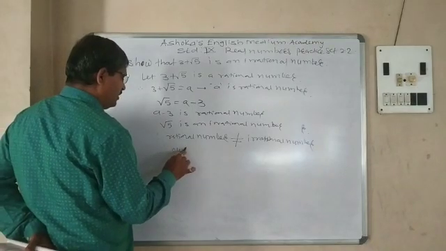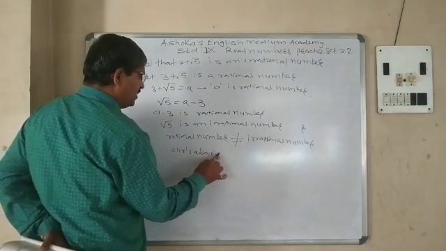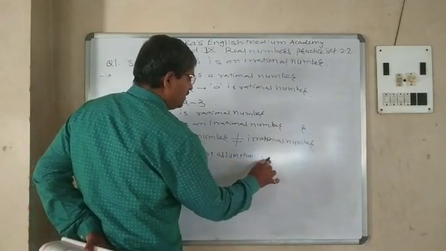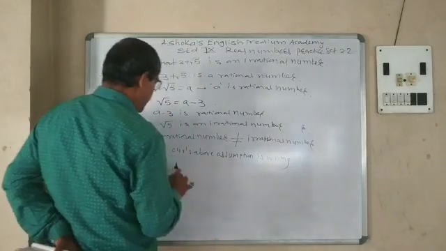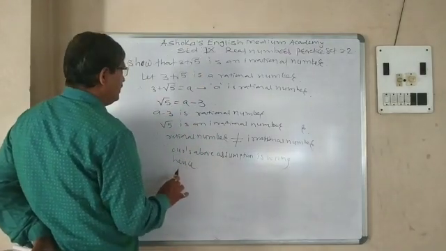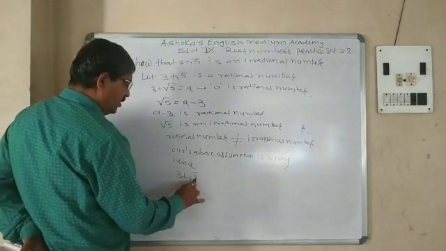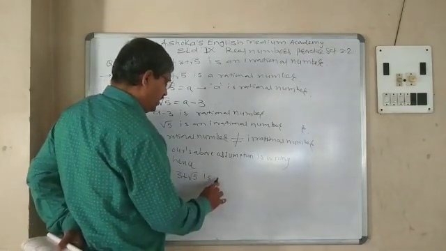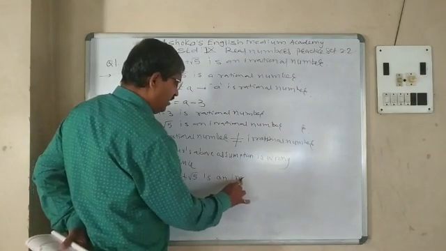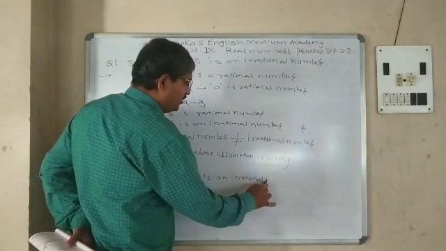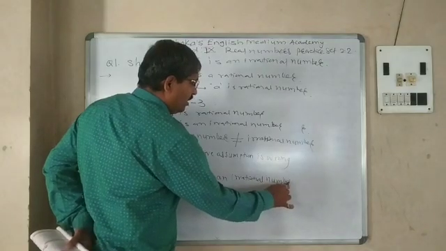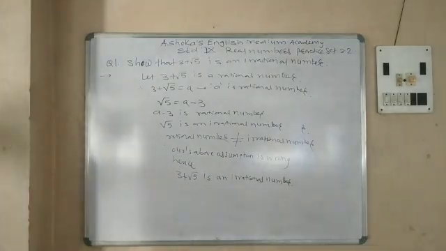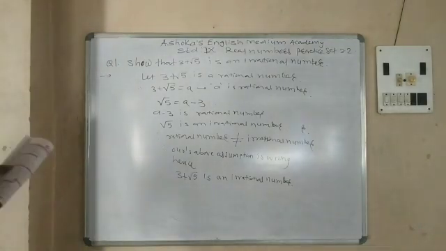Therefore, our above assumption is wrong. Hence, 3 plus under root 5 is an irrational number. Understand what I told? Any problem? If you don't have a problem, then we will go to the next question.